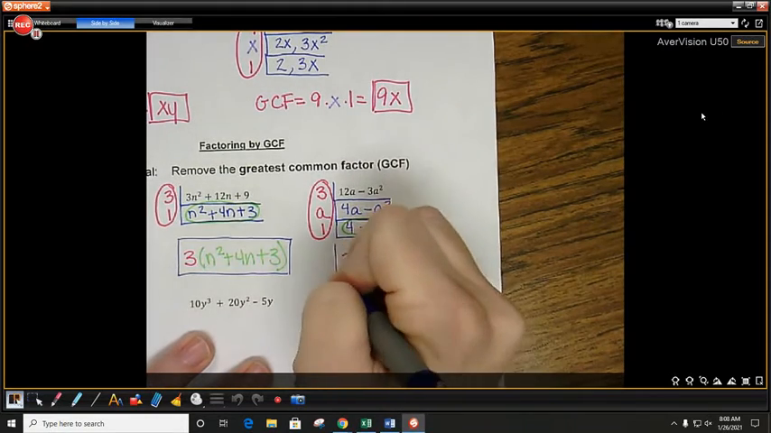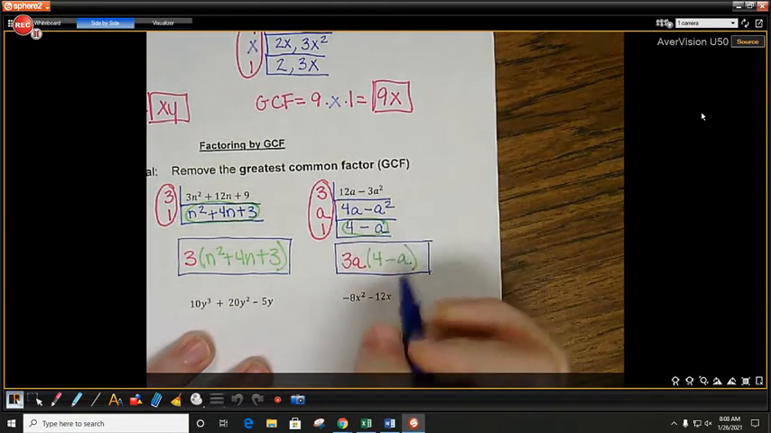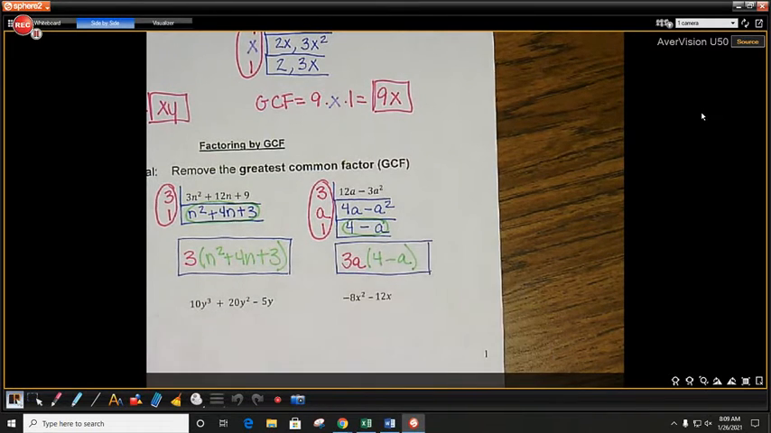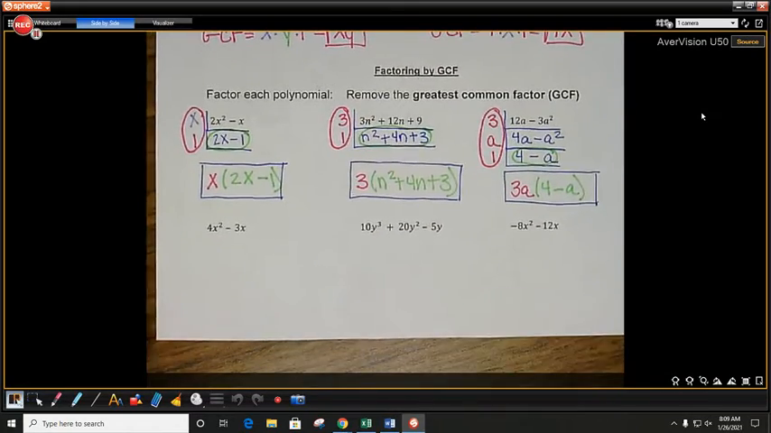So again, always go back and check yourself. 3a times 4 is 12a, 3a times negative a is negative 3a. So we did it right. Okay, move on to the next one.